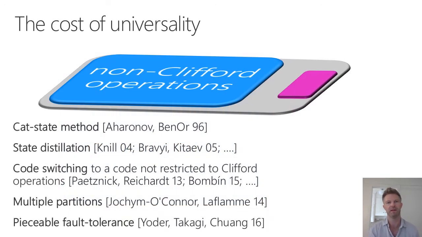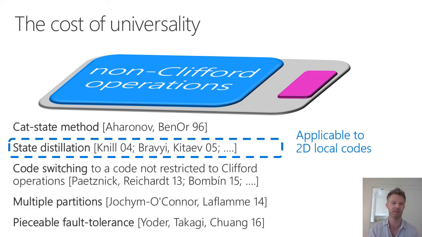So what are the ways that one can implement non-Clifford operations in a fault-tolerant way? Well, there are a range of approaches that have been found over time. The earliest was the approach that was introduced in the early fault tolerance proofs, and a number of different approaches have been found since then. But if you look at this geometrically local 2D scenario, then it turns out that the only approach that is known which is scalable, so has a threshold in this setting of two-dimensional local codes, is state distillation.